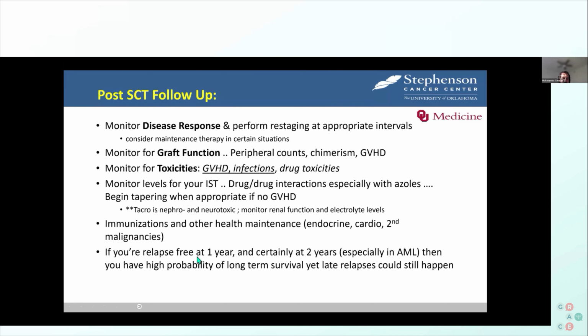And if the patients are relapse free at 1 year, that always is a very important time mark. If the patients live till 2 years without disease, the chances of making it to 10 years become about 85%, which is amazing.